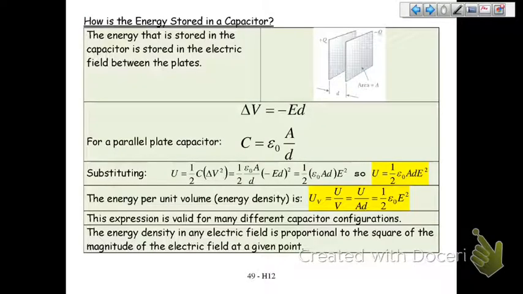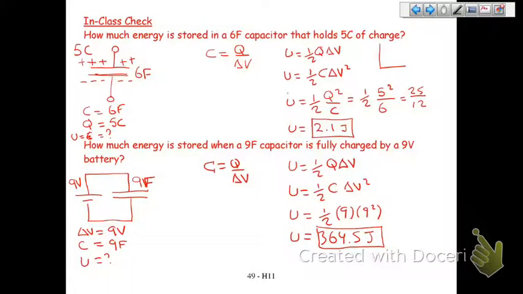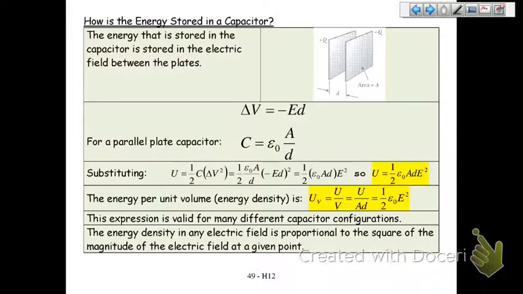Okay, so that's how much energy is stored on a capacitor. Then how is the energy stored in the capacitor? It's basically stored in terms of the electric field. So we say energy is stored in the capacitor, you know, delta V equals minus ED. Let's just check our units again.